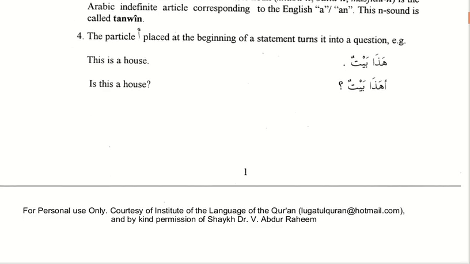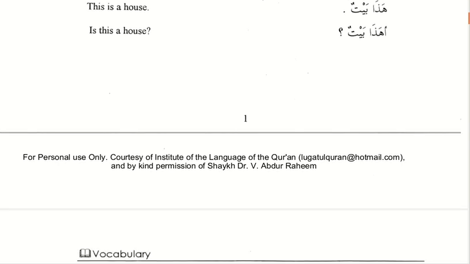Okay, so this is the house we studied. Hada baytun. And for any question we use ahada. We use alif at the front of hada to make it is this, and then the noun or anything. Hada baytun, which means this is a house.